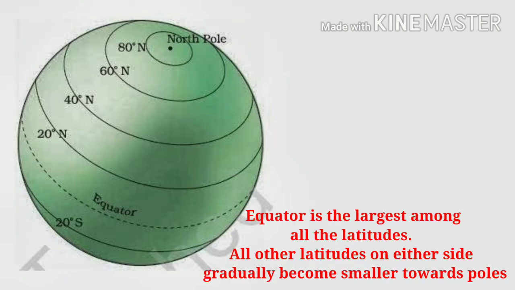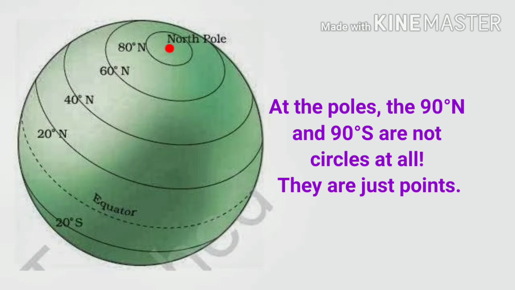The equator is the largest among all the latitudes. All other latitudes on either side gradually become smaller towards the poles. At the poles, the 90 degrees north and 90 degrees south are not circles at all. They are just points.